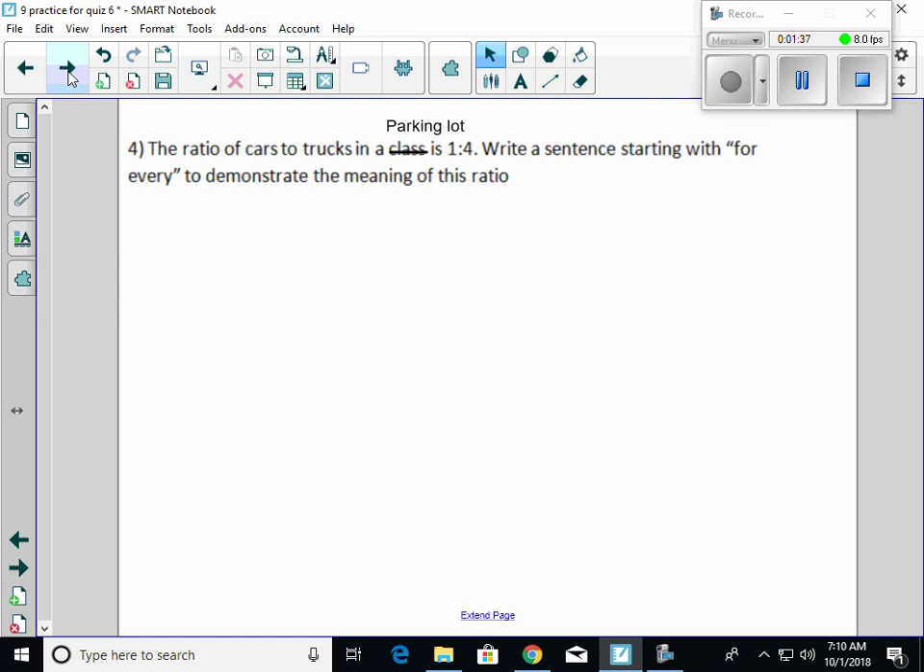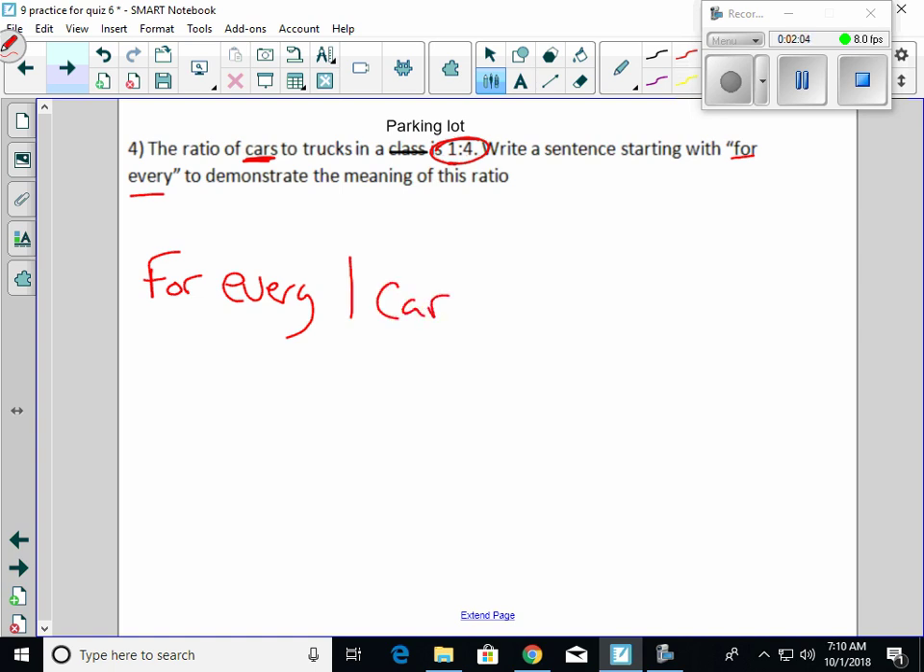The ratio of cars to trucks in a parking lot is 1 to 4. Write a sentence starting with "for every" to demonstrate the meaning of this ratio. Your sentence is going to start off with "for every," and you're going to explain what these numbers mean. You have to say what the 1 goes to, and the 1 goes back to the cars, because the cars is mentioned first. So for every 1 car, there are, and the 4 goes back to the trucks, so for every 1 car, there are 4 trucks. That's the meaning of the ratio 1 to 4 in this problem.